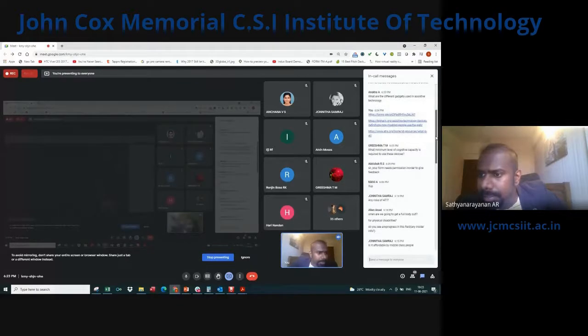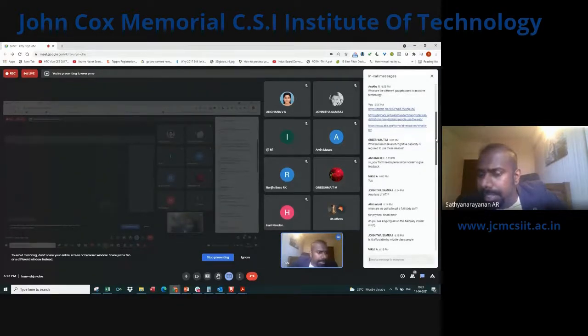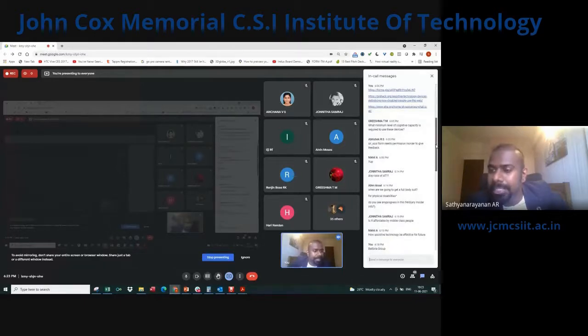Is a minimum level of cognitive capacity required for this device? It's not like a minimum. We have to make sure there is support for these groups, and that's a really important factor. We cannot set a single benchmark; we have to set it based on the level of severity of the disability.